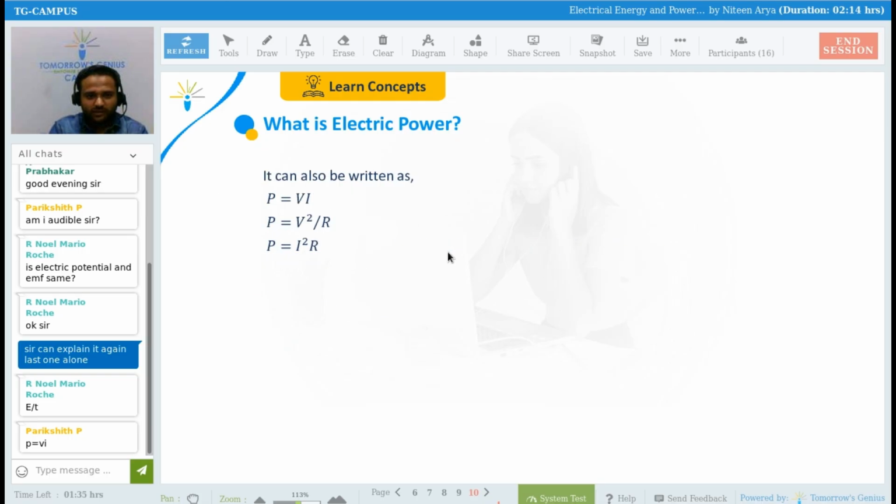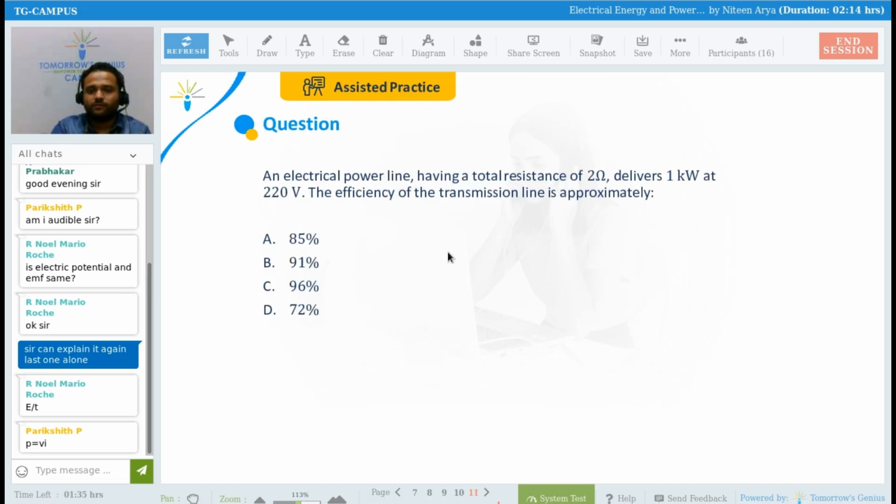Maybe the next slide. Yeah, this is your question. So try that, and if you are not able to do it, but I want you to try first. Okay, try this one. An electrical power line having a total resistance of this delivers 1 kilowatt at this voltage. The efficiency of the transmission line is approximately what?